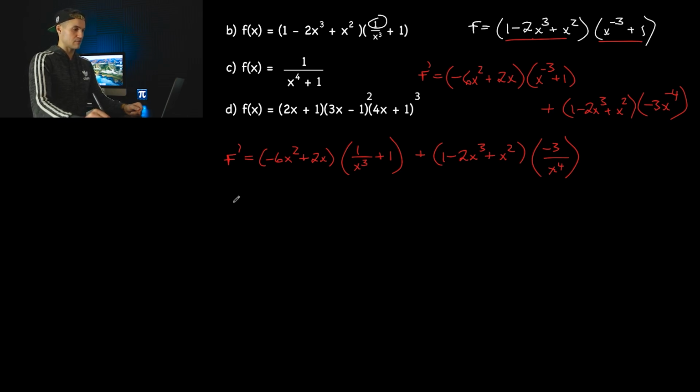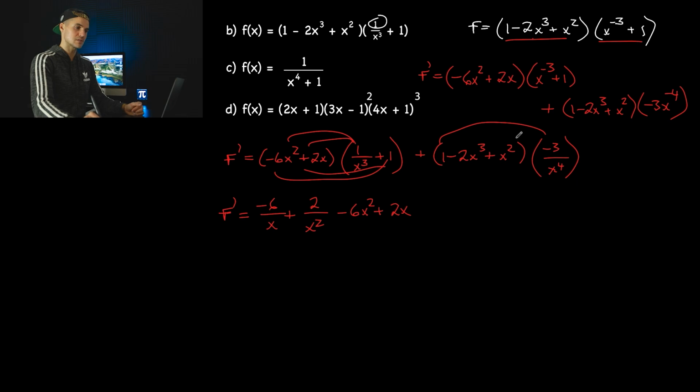Okay, and then if you want to simplify from here, you can expand if you want, and then see if there are any like terms. So if we do expand this, negative 6x squared times 1 over x cubed, that would be negative 6 over x, plus 2x times 1 over x cubed, that would be 2 over x squared, because an x and an x would cancel out, we're left with 2 x's. And then the 1 multiplied, everything stays the same there, plus 2x.